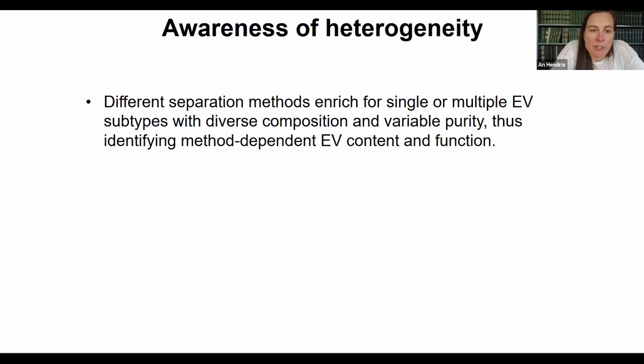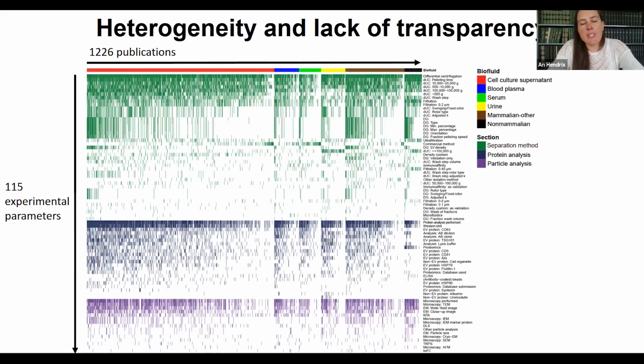Now, given the importance of the methodology, we were next wondering what the heterogeneity is in methodology that is used in extracellular vesicle research. So we decided to do a literature study of publications that reported on extracellular vesicles between 2010 and 2015. We selected 1,200 publications that were analyzed for 115 experimental parameters. These experimental parameters were related to the separation of extracellular vesicles, also their characterization at the protein level and at the particle level.